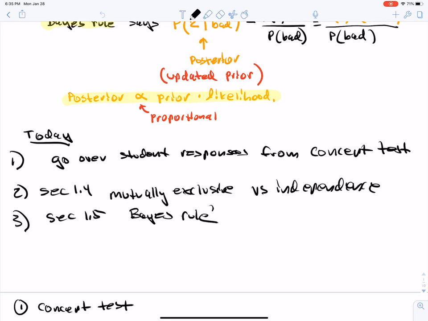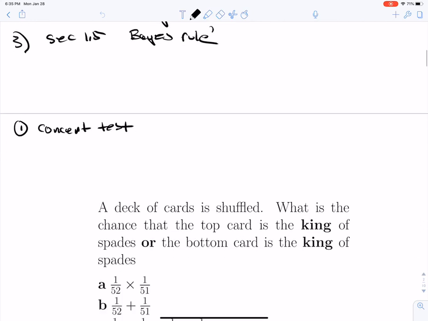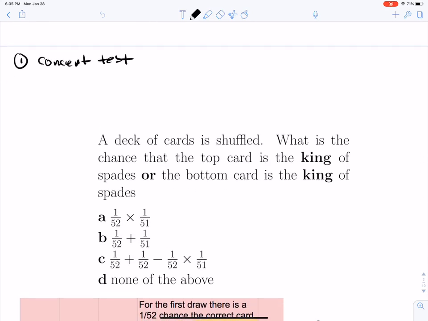Today we're going to go over student responses from the concept test and spend more time on sections 1.4 and 1.5. The concept test asked: a deck of cards is shuffled. What's the chance that the top card is the king of spades or the bottom card is the king of spades? The top card being the king of spades is mutually exclusive to the bottom card being the king of spades.